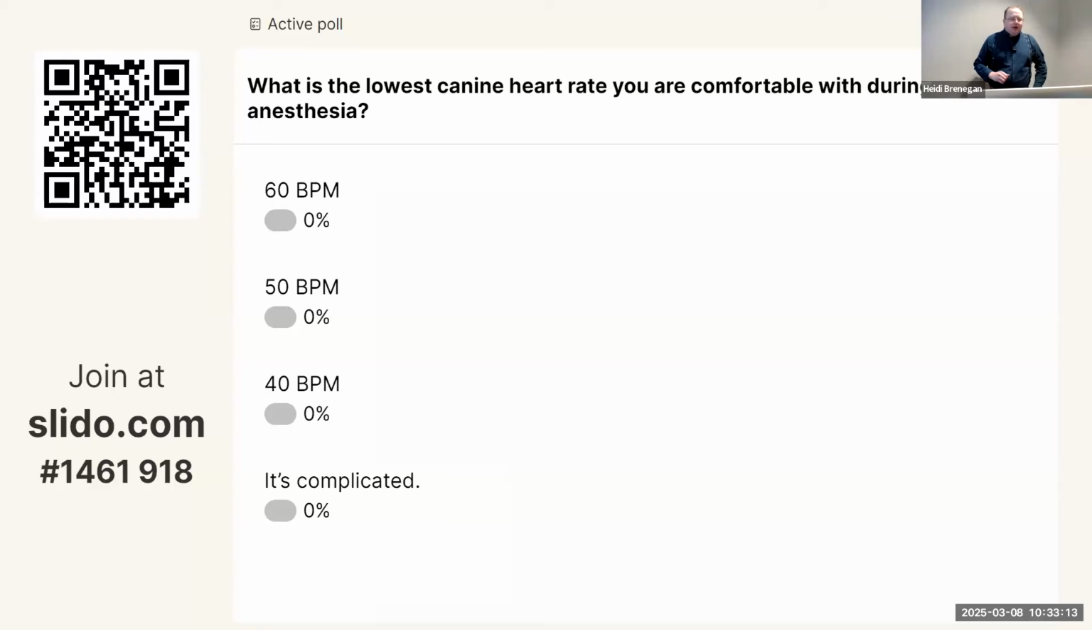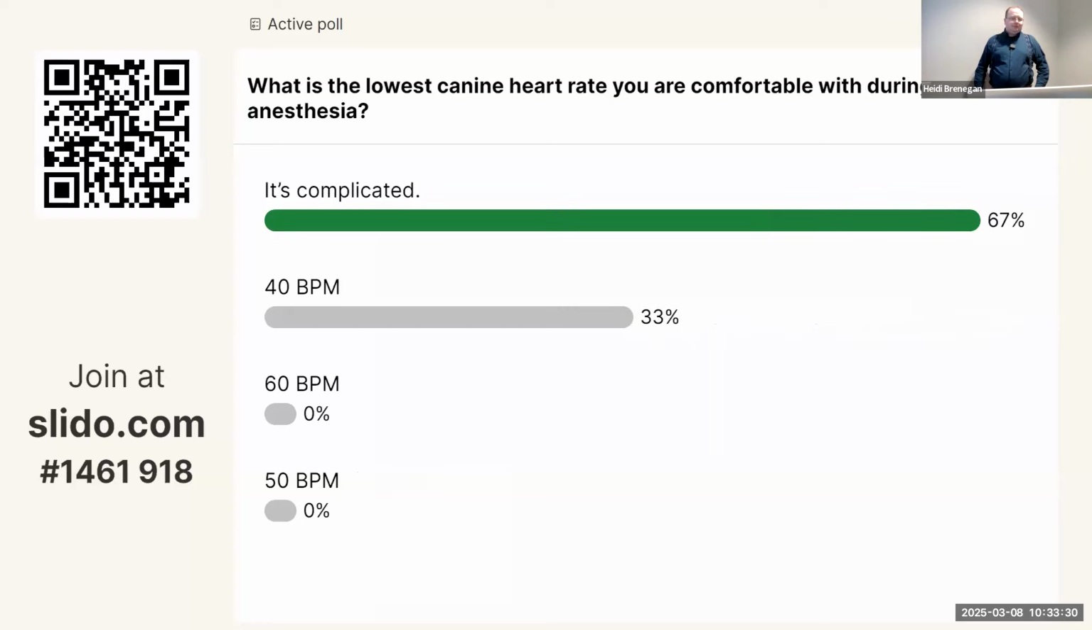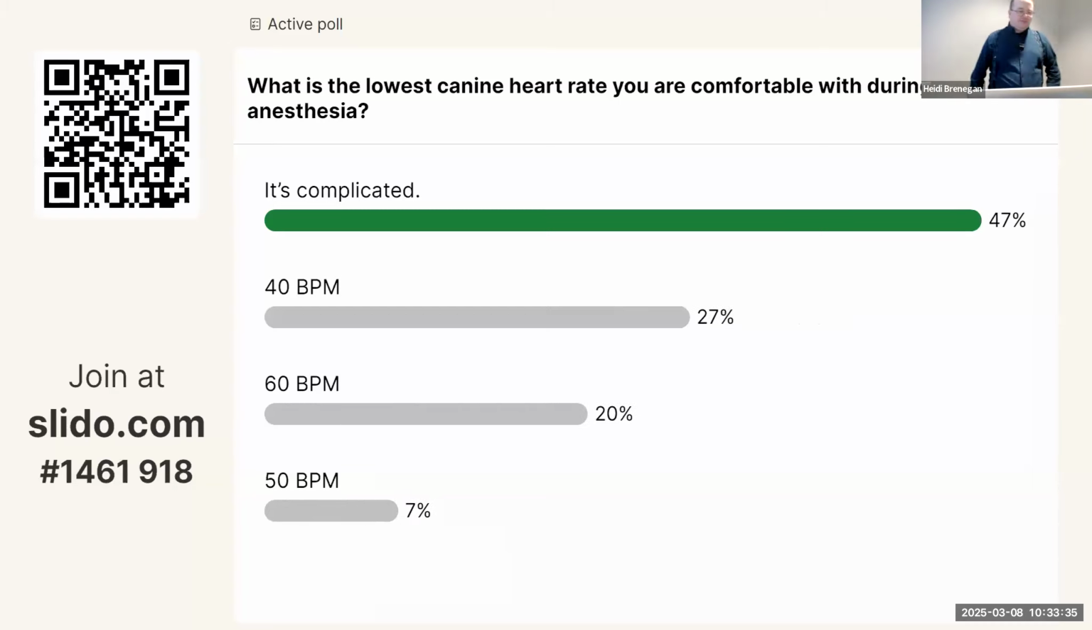So here's a question for everybody. What is the lowest canine heart rate that you are comfortable with personally during anesthesia? Seeing some good answers. All right, we're starting to settle into it's complicated. Some people are cutting off at 40 beats per minute, a few at 60. So the real answer is it is complicated.